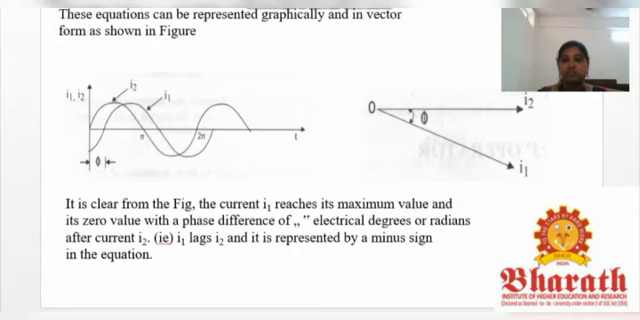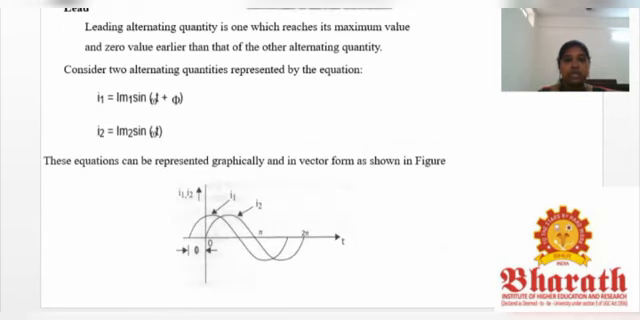When you draw this, if the angle phi is 30 degrees, then you draw I1 at 30 degrees. If it is 45 degrees, then you draw I1 at 45 degrees. So this phi is your phase angle difference between current I1 and I2. This is the lagging condition. Next we are going to see the leading condition.